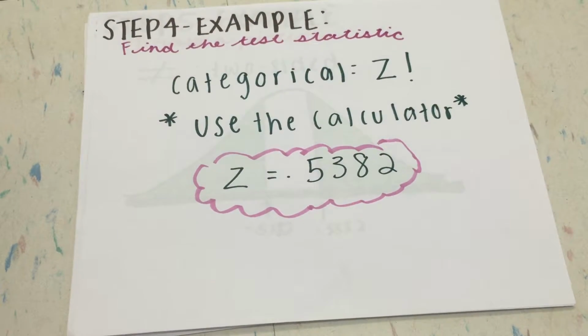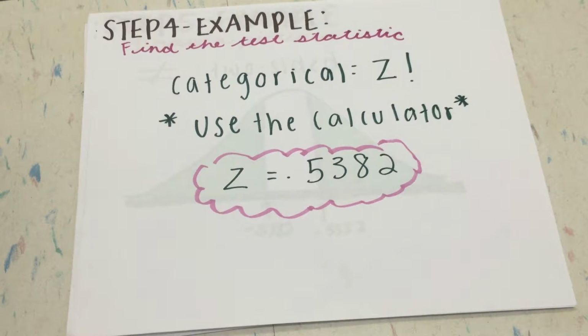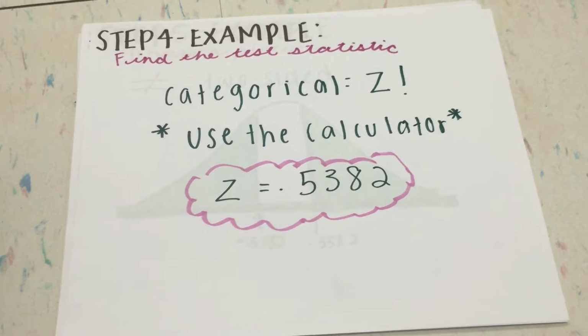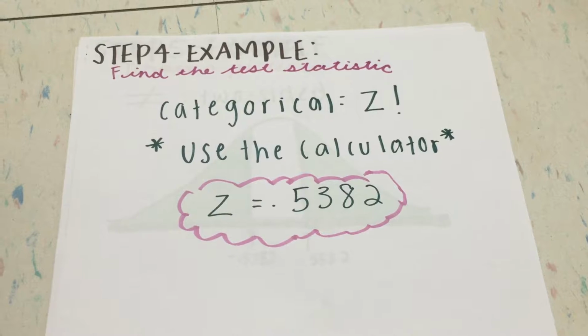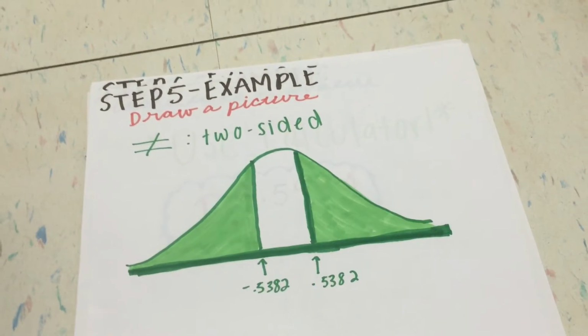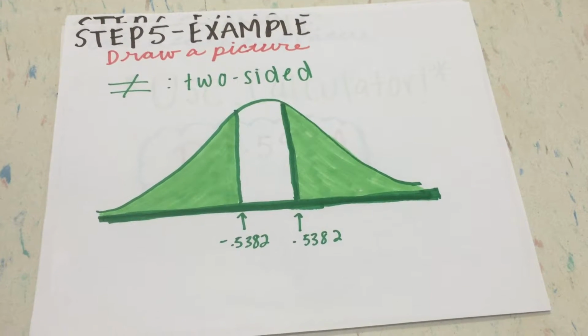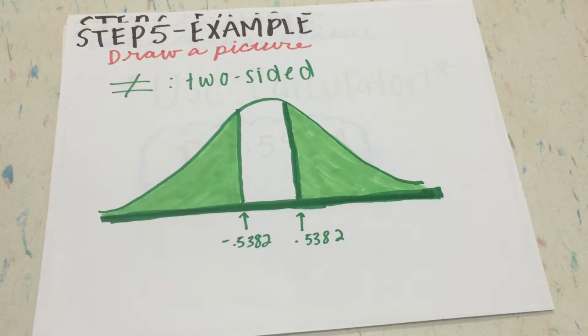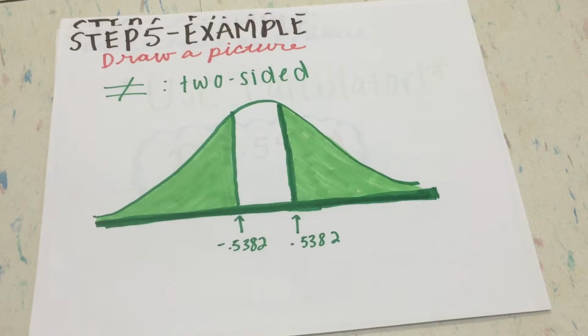After this, we find the test statistic using our handy calculator. The most important thing to note is that because the data is categorical, we use Z. Next, we draw a picture. This picture can also be found on the calculator. Note that it is two-sided because the alternate hypothesis uses not equal to.